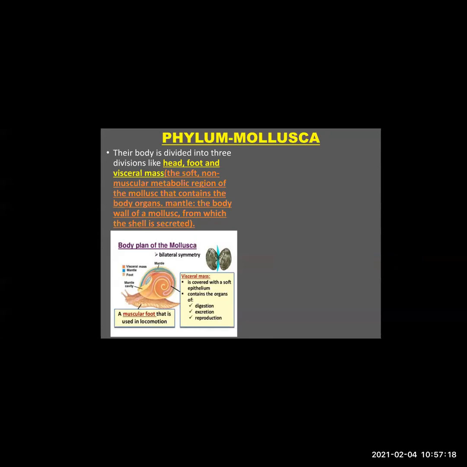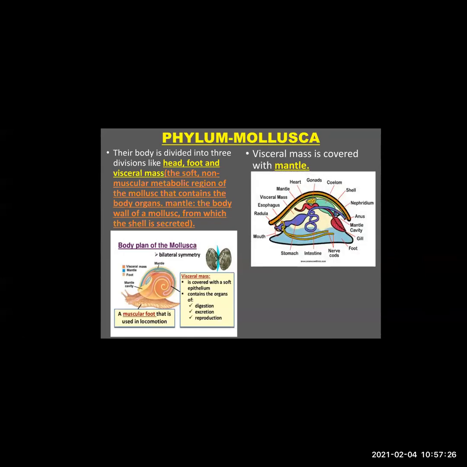Hard calcareous means it is hard in nature, and calcareous means it is made up of calcium carbonate. That's why it is said that the mantle secretes a hard calcareous shell. Now, this shell can be external. Some species of these animals might have an external shell, some might have an internal shell, and it is not necessary that the shell will be present in all animals. It might be absent in some cases.